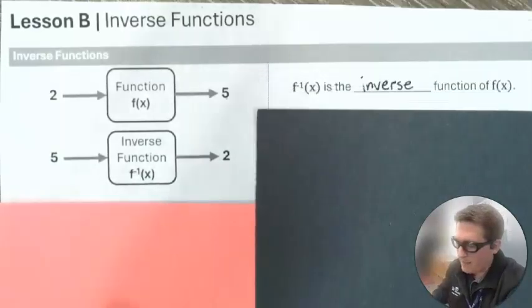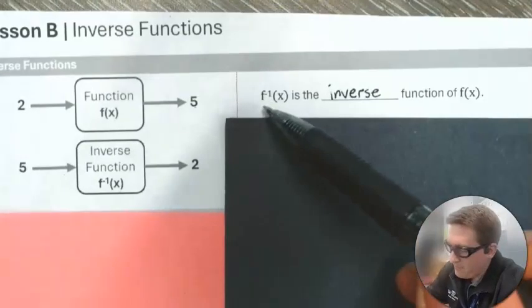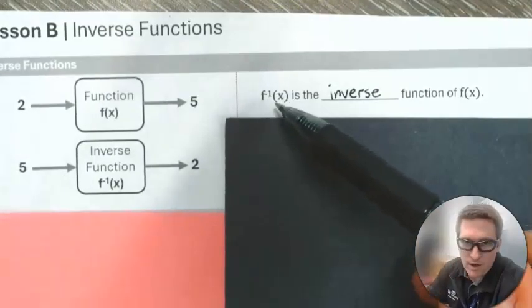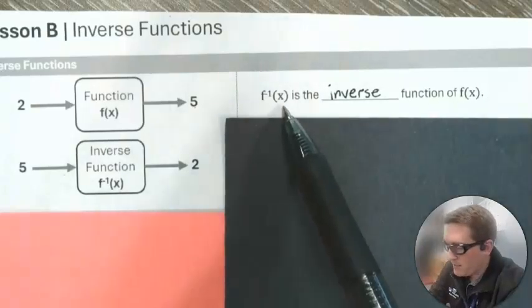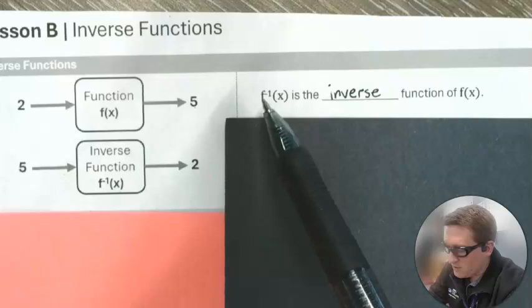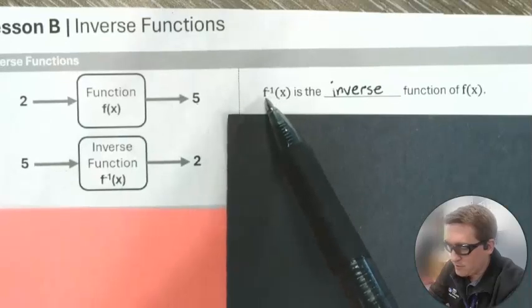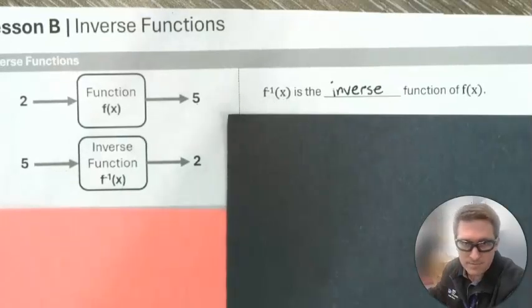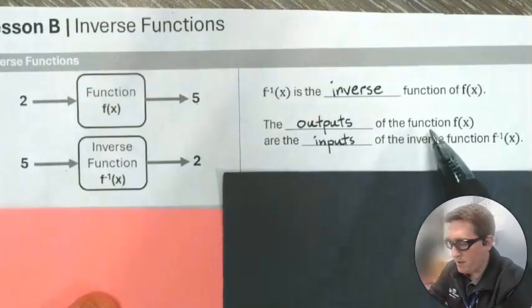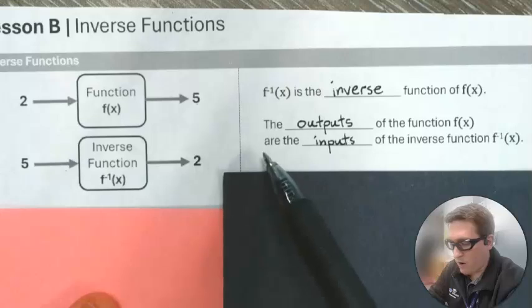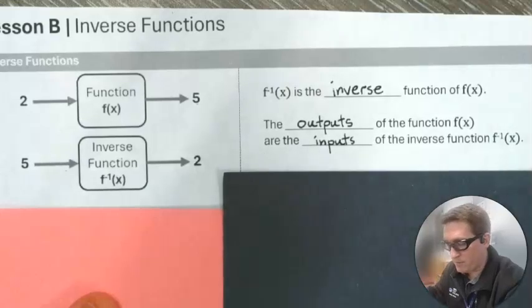Let's talk about how we label it. So f to the power of -1 of x is the inverse function of f of x. When we look at this, we don't say what I just said. We just literally say the inverse function of x. And in general, the outputs of function f are the inputs of the inverse function.